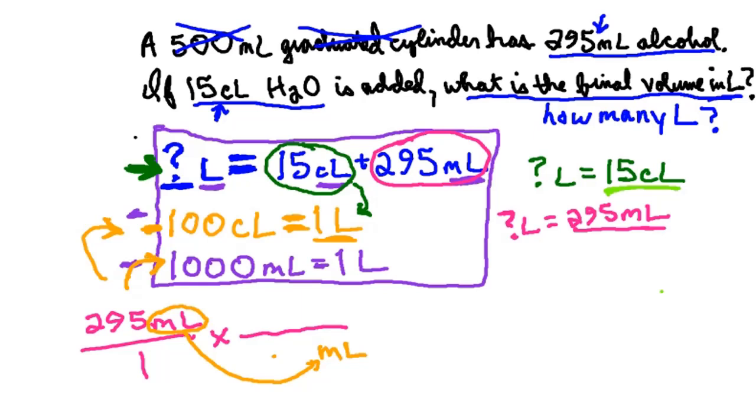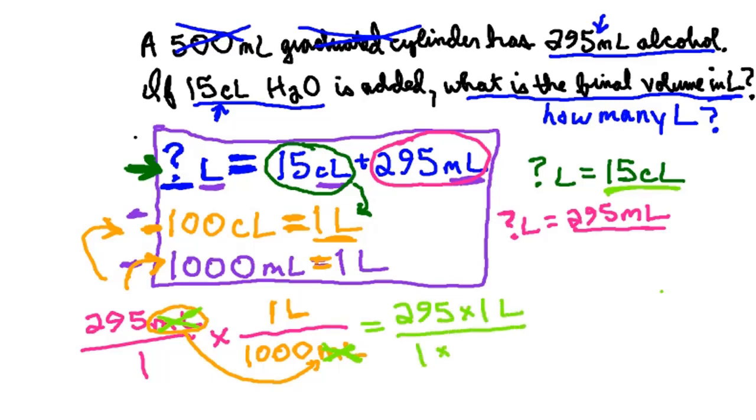1,000 milliliters equals 1 liter. So we're going to take that 1,000 milliliters and put it down here with the milliliters. And whatever is on the other side of the equal sign up here, the 1 liter, we're just going to pop that on top of the fraction bar, 1 liter. Now we can cancel our units of measurement that are diagonally across from each other, one on the top and one on the bottom. So we have a milliliter on the top, milliliter on the bottom, and that just leaves us with 295 times 1 liter over 1 times 1,000.